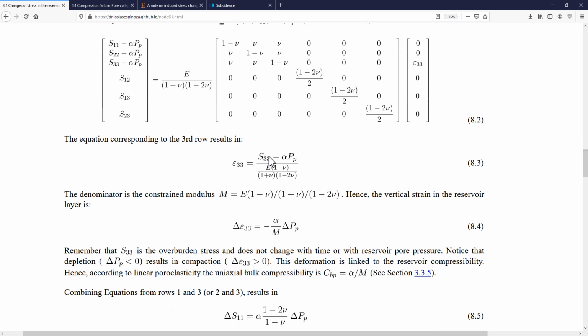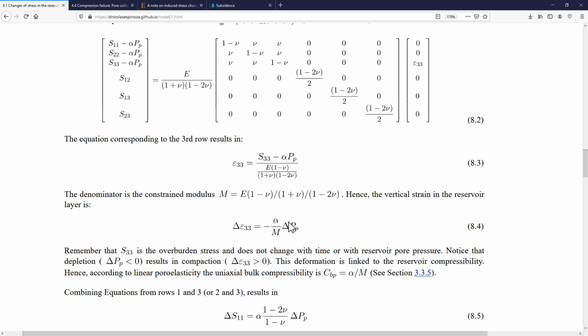And what that means is that the change in vertical strain is going to be proportional to the change in pore pressure, multiplied by the Biot coefficient, and divided by the constraint modulus, where the constraint modulus is this factor over here. And it's something that we already saw before when we were talking about the compressibility of rocks.